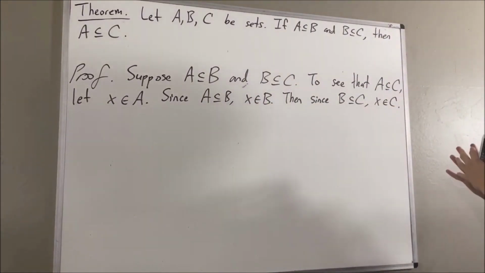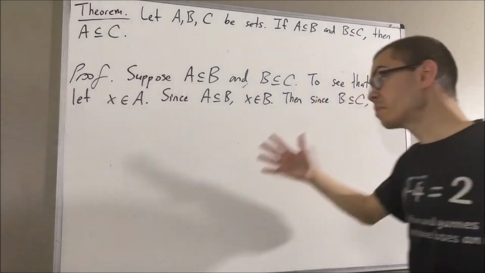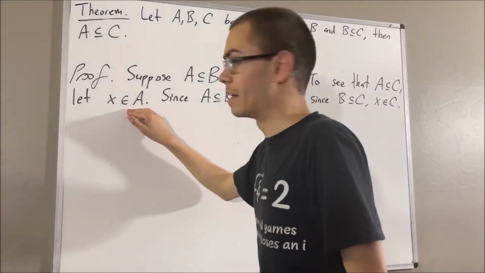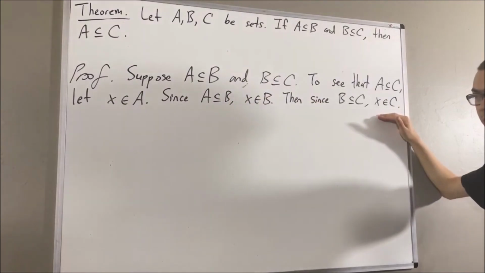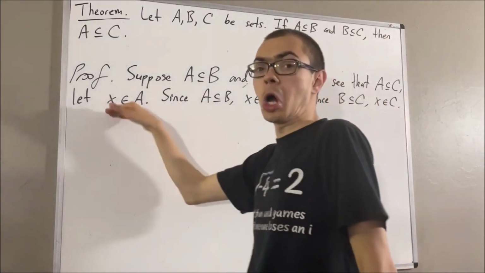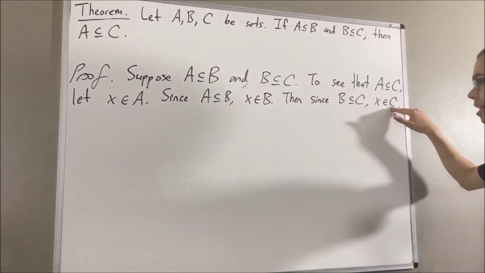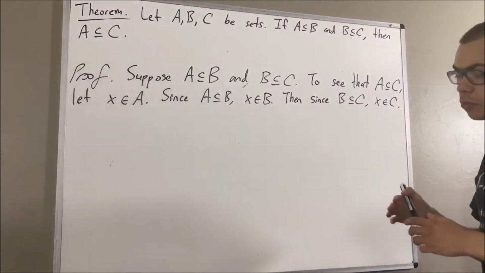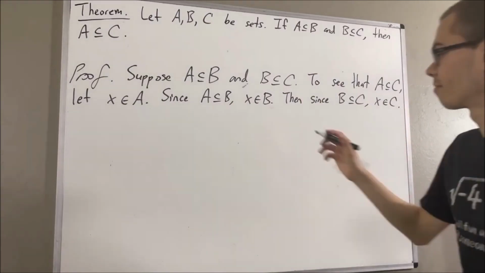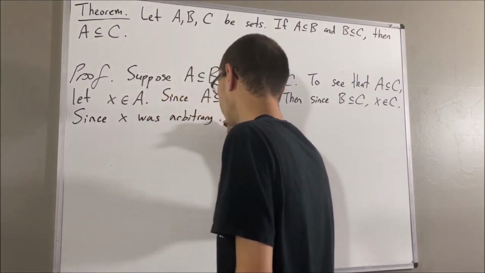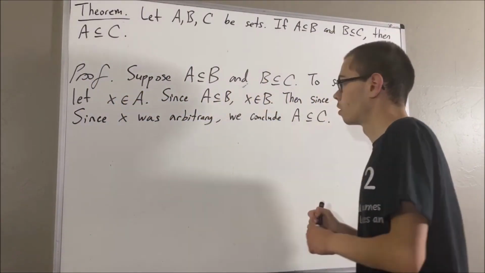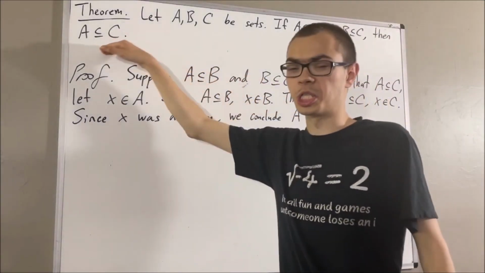So now, putting this together, we see that under the assumption X is an element of A, it follows that X is an element of C. Since X was arbitrary, this means that every element of A is also an element of C. In other words, we've shown that A is a subset of C. And that is exactly what we wanted to show.